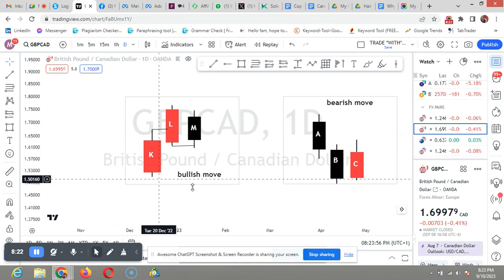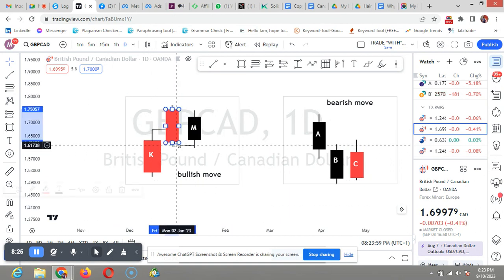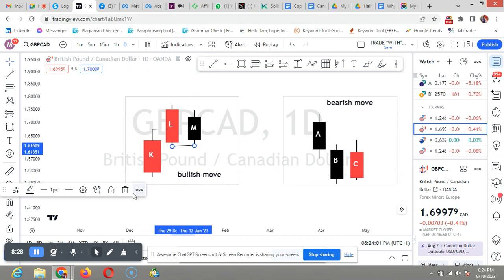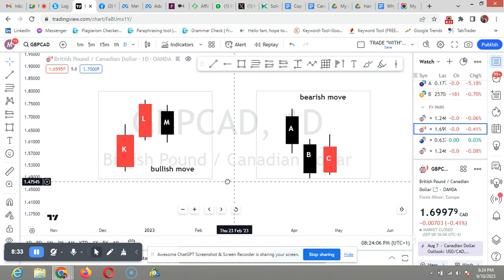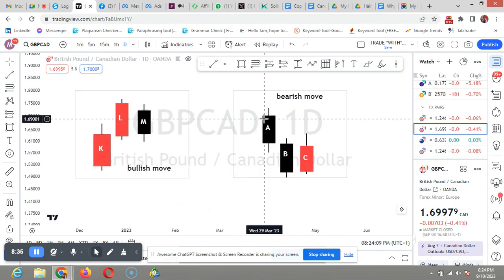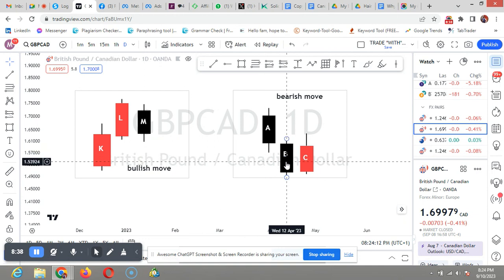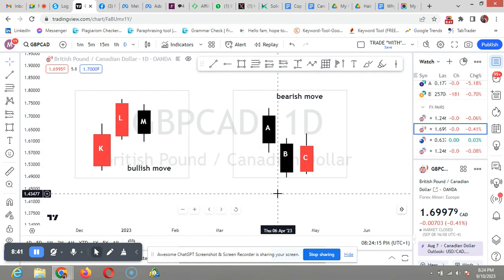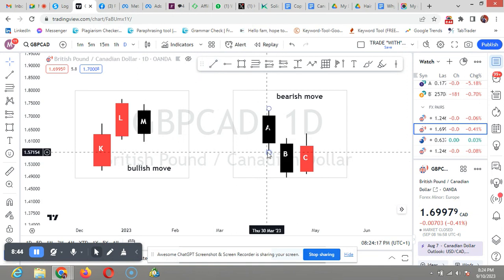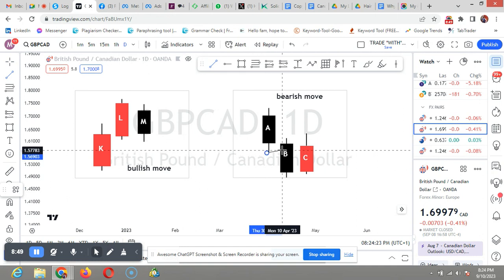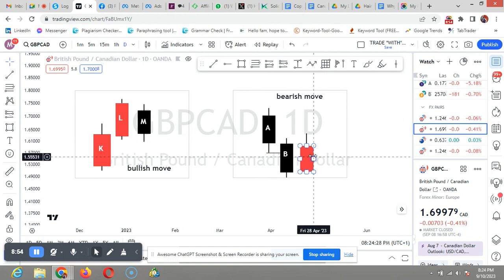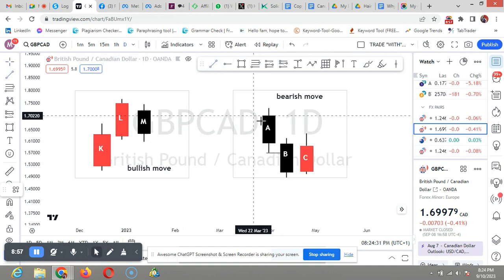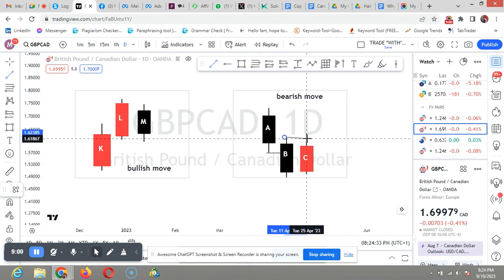Now take a look at this bearish move, for instance. Let me delete this quickly. All right. So take a look at this bearish move. You can see that this B candle closed below this A candle, but it closed with the body. So we can't consider this A and B candle a sweep. But look at this B and C candle. What happened? The C candle swept the high of this B candle, but with a wick.